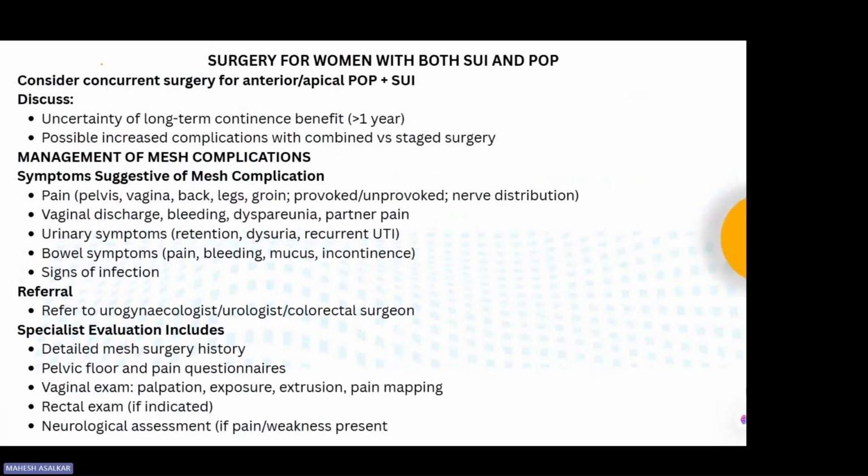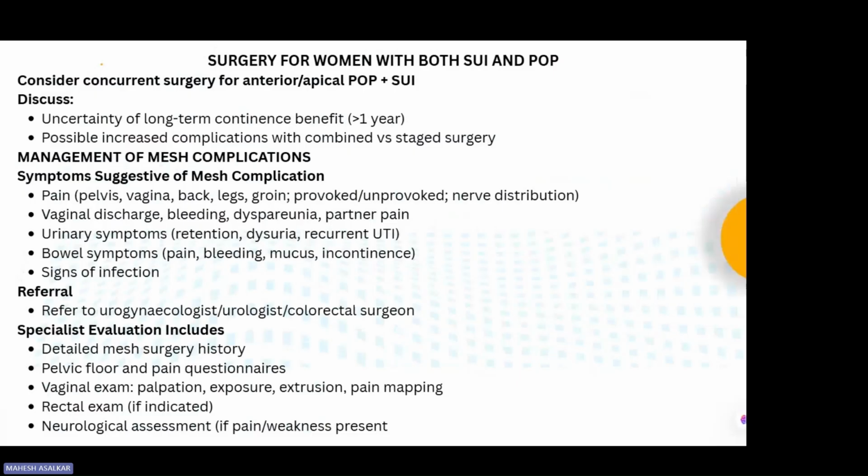Okay. Now, surgery for women with both SUI and POP. Up till now, what we have seen: surgical options for uterine prolapse, for vault prolapse, for anterior prolapse, and for posterior prolapse. That also, whether she wants to conserve the uterus or doesn't want to conserve the uterus, along with fertility. So these are the options which we need to take into account.